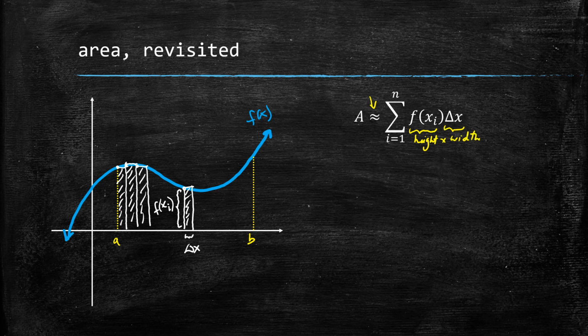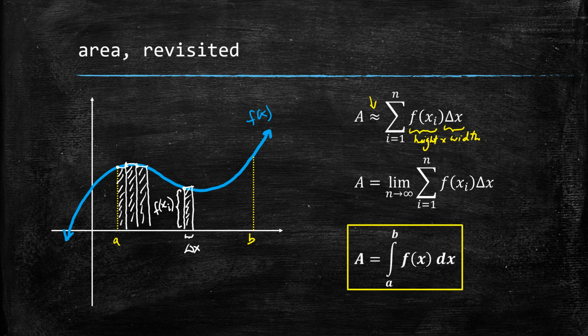And how could we improve this estimate? Well, that would be by increasing the number of rectangles. If we increase the number of rectangles, then delta x, the width of each rectangle, will get smaller and smaller, and the approximation will get better. In fact, if we send n to infinity, then we would actually be able to get the area, even though we really don't want to be adding up the area of infinitely many rectangles. But this is where calculus came in. So what is this limit? This limit is defined as the definite integral from a to b of the function f of x with respect to x.